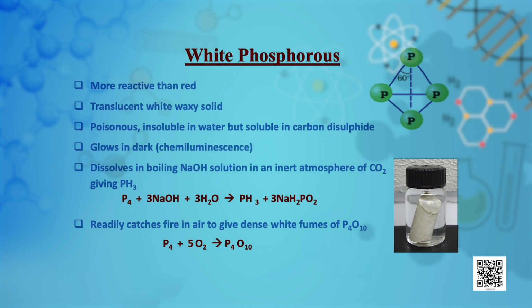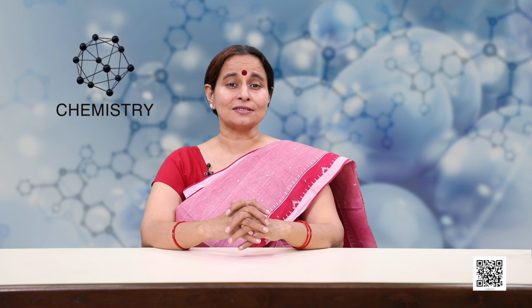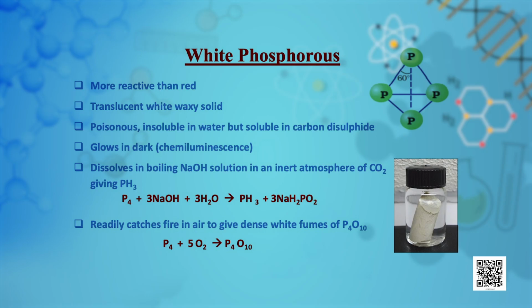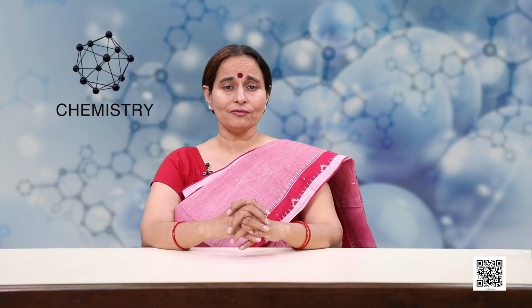It is a translucent, white, waxy solid. It is poisonous, insoluble in water, but soluble in carbon disulfide. White phosphorus glows in dark. This is called chemiluminescence. It dissolves in boiling sodium hydroxide solution in an inert atmosphere of carbon dioxide, giving phosphine, that is PH3. It readily catches fire in air to give dense white fumes of P4O10.